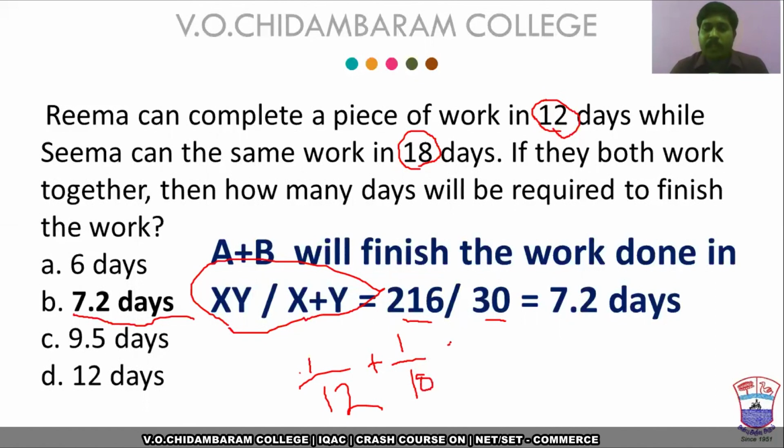So A plus B's work done is nothing but 30 by 216. If the work done is given, the reciprocal is known as the number of days needed to complete the work. So 30 by 216 will be the answer, and now we are taking the reciprocal. That's why we have taken this formula. So memorize this formula. It will be useful for you in the examination.